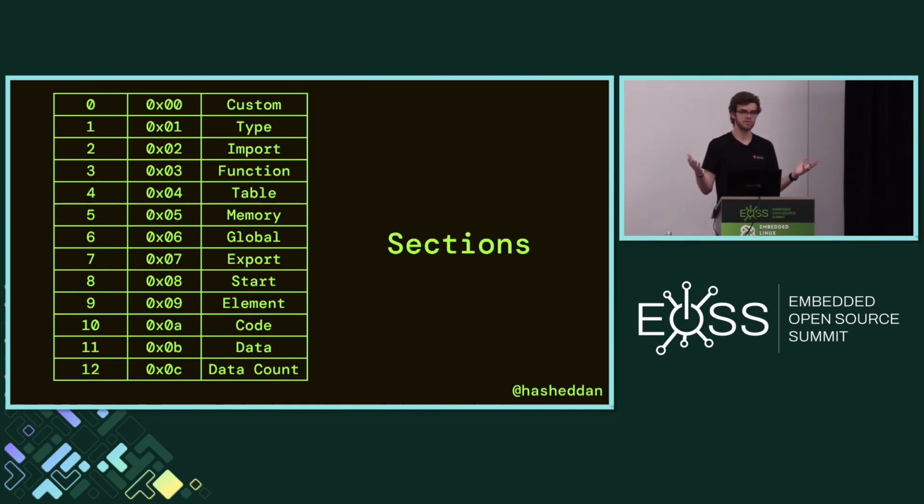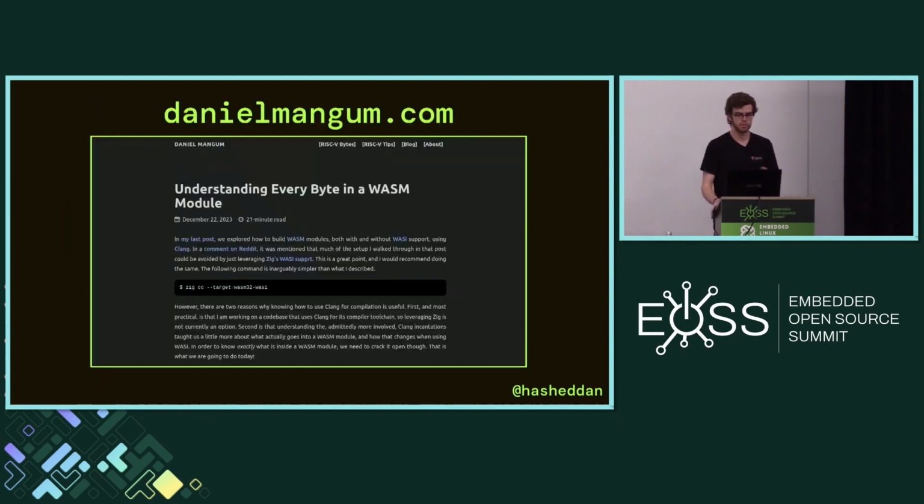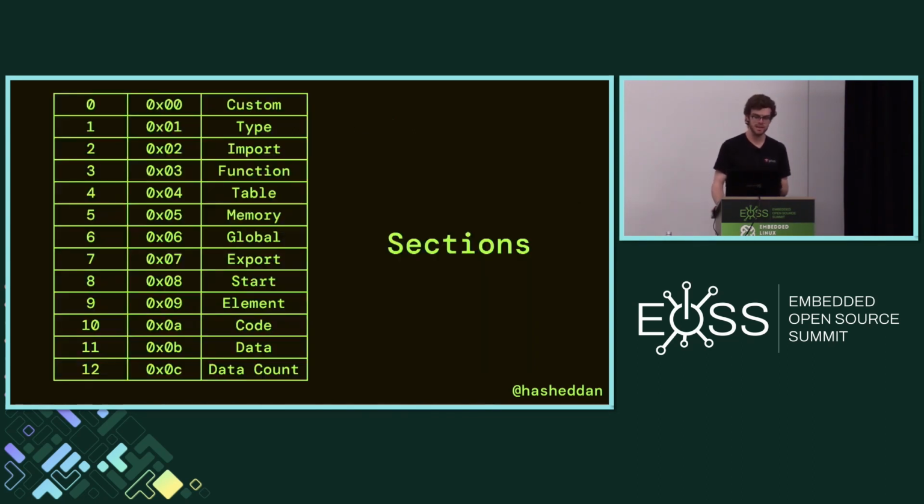We're not going to go through all of these today. I did write a blog post if you're interested in understanding every byte in a Wasm module. You can go check that out if you have 21 minutes on your hands to look at a lot of hex dumps. But we're going to talk about three specific sections today because they're relevant for how we're going to interact with a WebAssembly module.